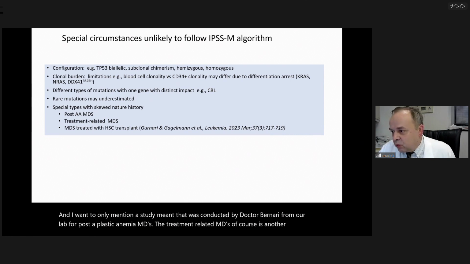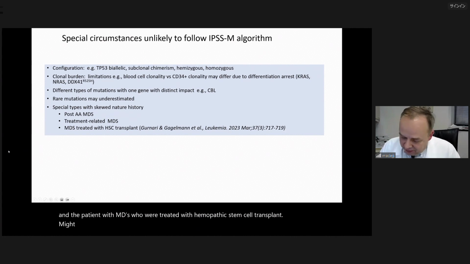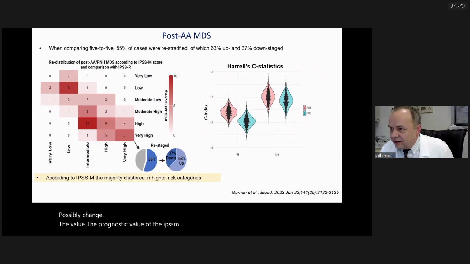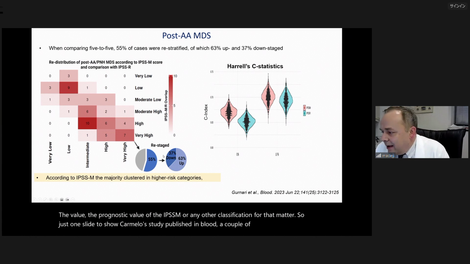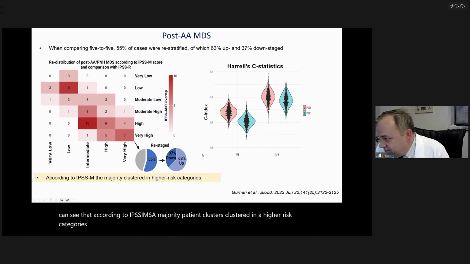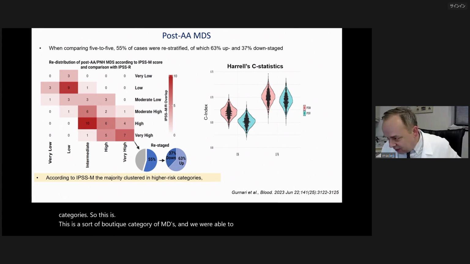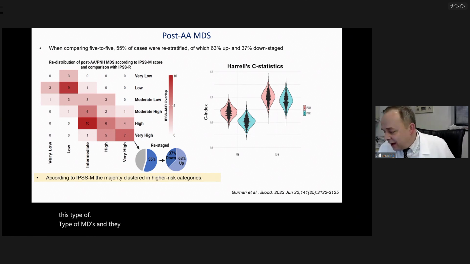And patients with MDS who were treated with hematopoietic stem cell transplant might have special consideration, which would possibly change the prognostic value of the IPSS-M or any other classification for that matter. So just one slide to show Carmelo's study published in Blood a couple of years ago. And as you can see, according to IPSS-M, the majority of patients clustered in the higher risk categories. So this is a sort of boutique category of MDS, and we were able to gather a lot of patients with this type of MDS, and they had poorer prognosis than expected by IPSS-M.